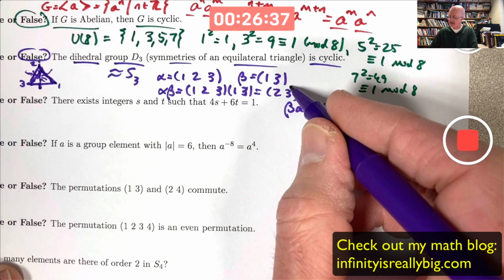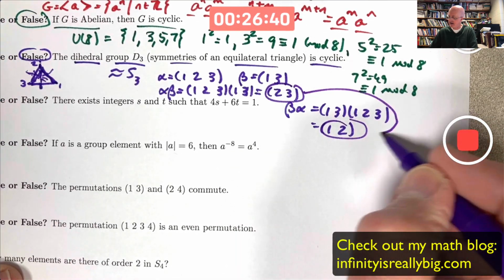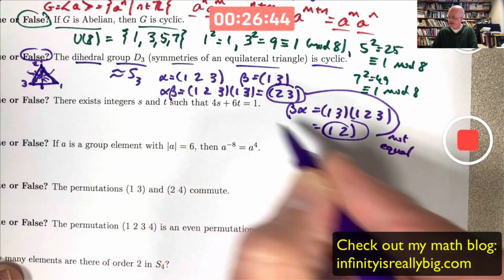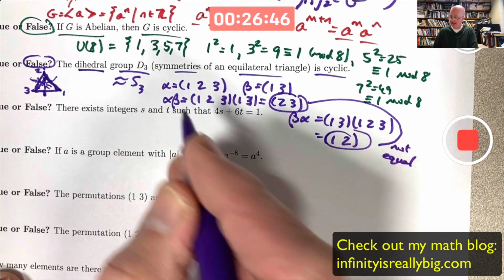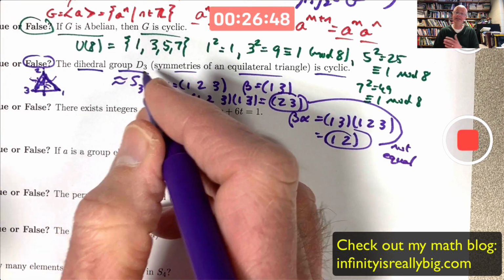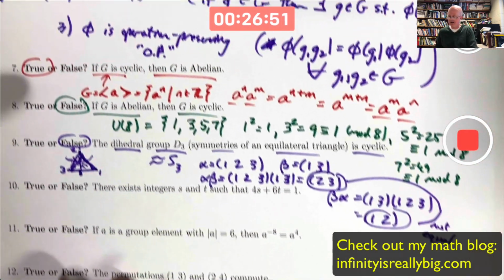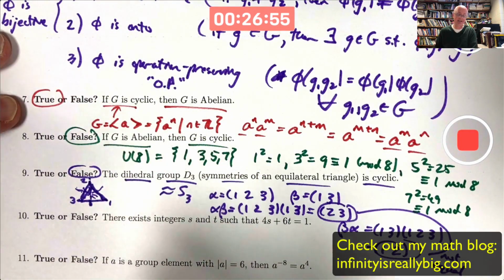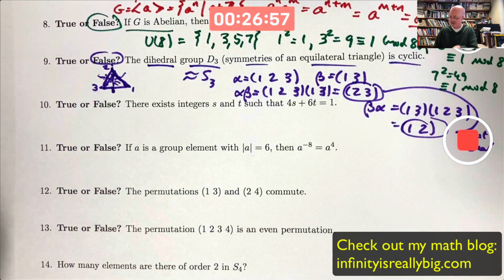And these are not equal. So alpha beta does not equal beta alpha. This group S3, which is isomorphic to D3, is not abelian, and therefore by the contrapositive of this statement, which is a true statement, it's also not cyclic. But it's probably quickest to just know this.